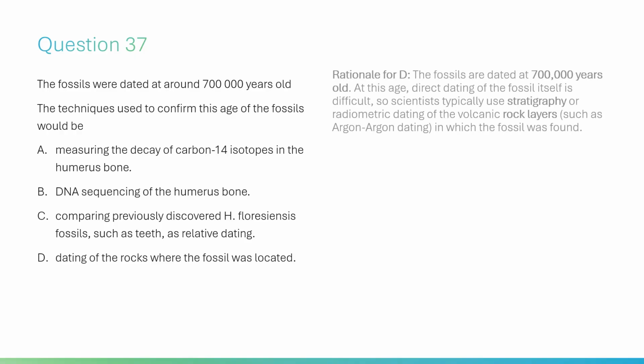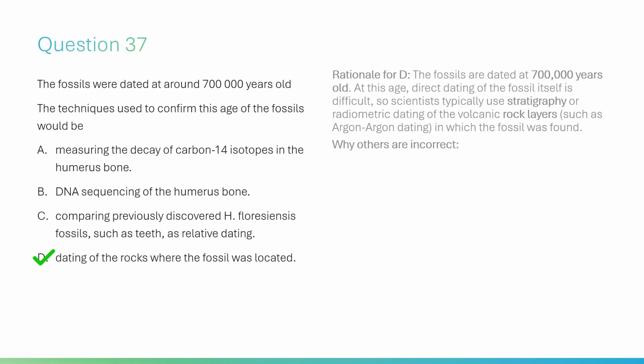Rationale for D. The fossils are dated at 700,000 years old. At this age, direct dating of the fossil itself is difficult, so scientists typically use stratigraphy or radiometric dating of the volcanic rock layers, such as argon-argon dating, in which the fossil was found.